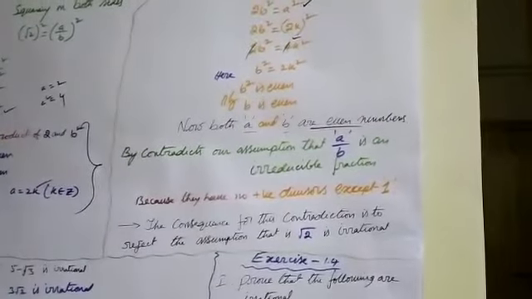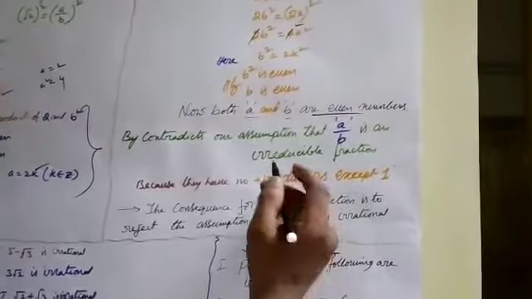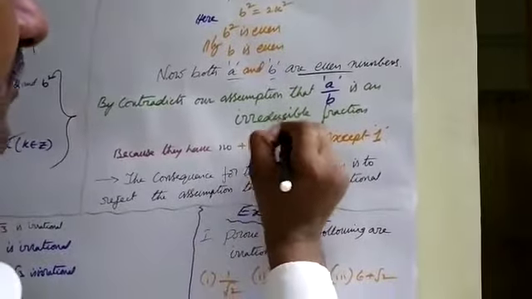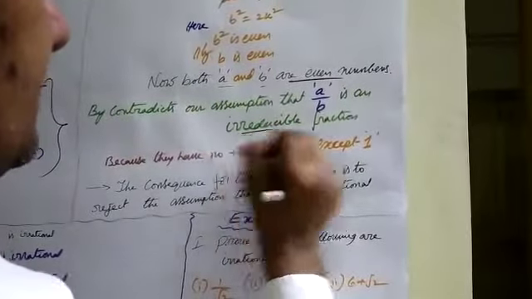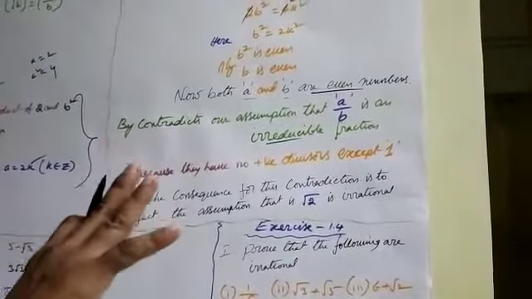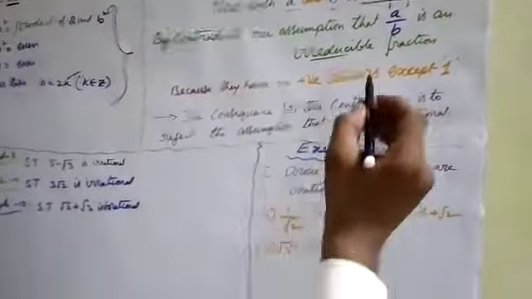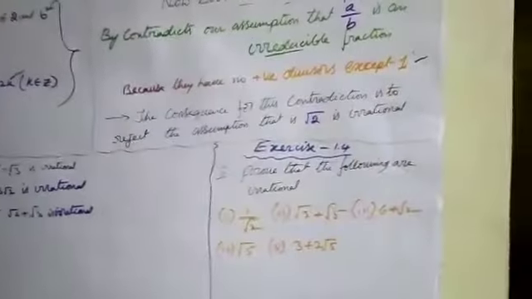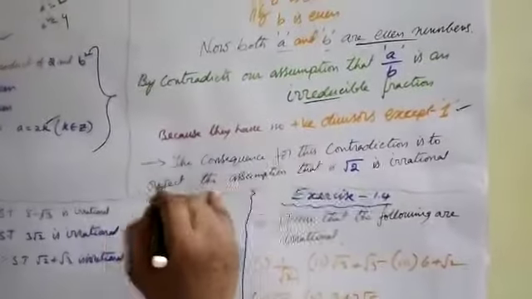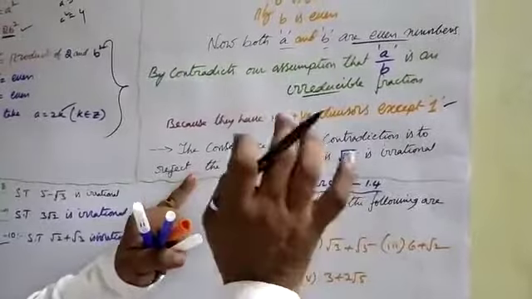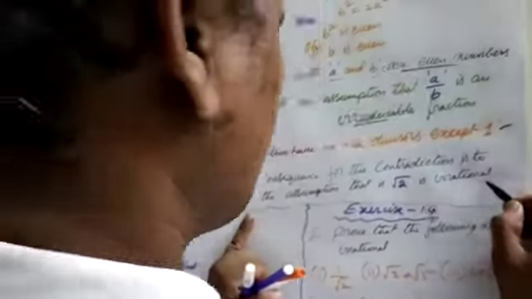This contradicts our assumption that a by b is an irreducible fraction. What is meant by irreducible? It means there is no change. Therefore, a by b is an irreducible fraction, because they have no positive divisors except 1. The consequence of this contradiction is that our assumption is wrong, so root is an irrational number. Go to example 8.